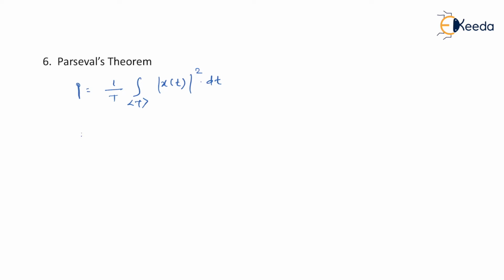It's very easy. So by theorem, 1 by T integrating over a time period mod of x of t whole square dt is always equal to summation k equal to minus infinity to plus infinity mod of ck whole square. So please understand that we have a summation operator on the right hand side because we got a discrete content when it comes to ck, because we always write ck in sequence form if you have seen, whereas x of t is a continuous time signal, so we have an integration on the left hand side.